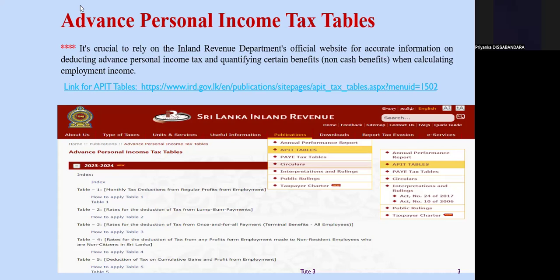So what we have done, we have introduced special tax tables for the deduction of APIT from their employees. Actually, these tax tables are only for the employers, not for us, only for the employers, for the deduction of income tax, that means advance personal income tax, from their employees. So these tables are just a guideline for the employers.